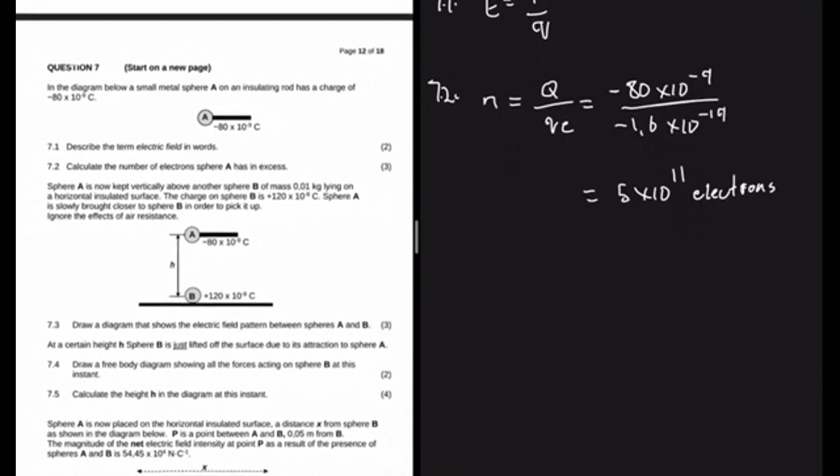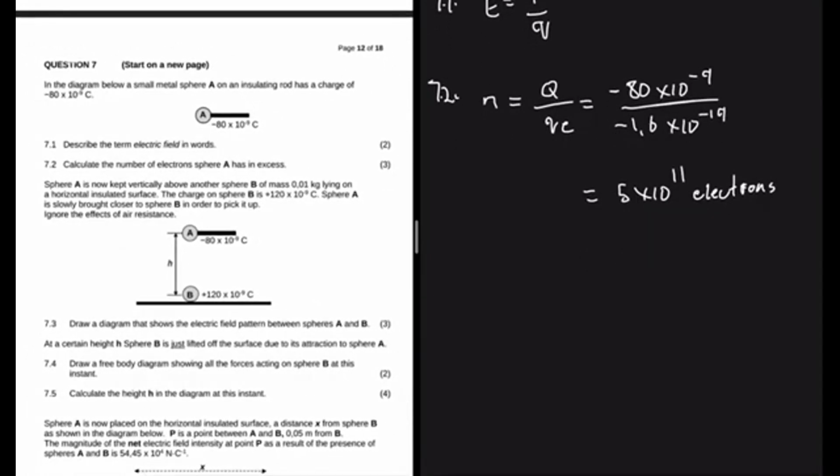And then we are told now that sphere A is now kept vertically above another sphere B of mass 0.01 kg lying on a horizontal insulated surface.